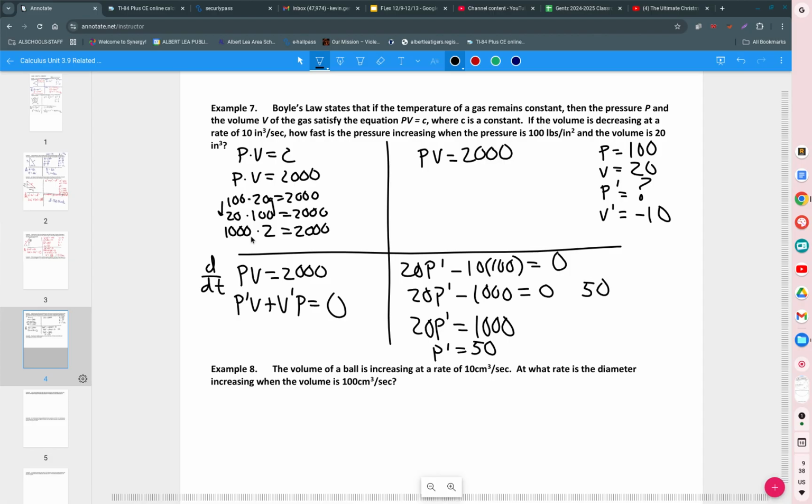Let's figure out our label. Pressure is measured in pounds per inches squared. So pounds per inches squared, and it's times and minutes in the denominator. So, because we want to do per minute, or per second, sorry about that.